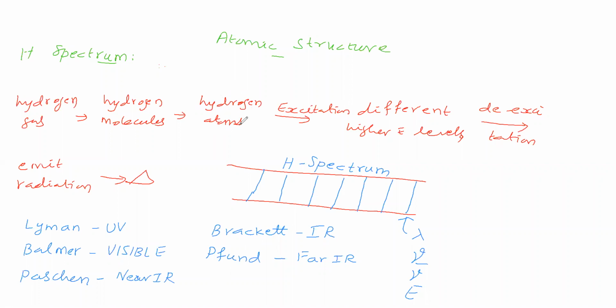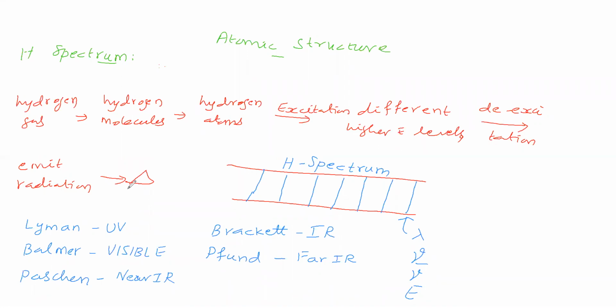By passing current, the electrons of the hydrogen atoms go for excitation. Excitation means many hydrogen atoms are there, and those electrons absorb energy and go to different higher energy levels. In the higher energy levels they are unstable. Therefore they go for de-excitation. De-excitation means they will emit radiation.